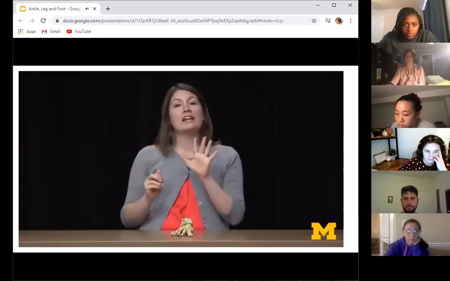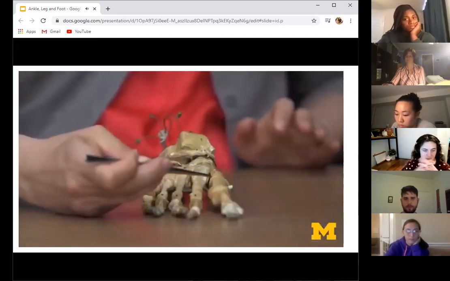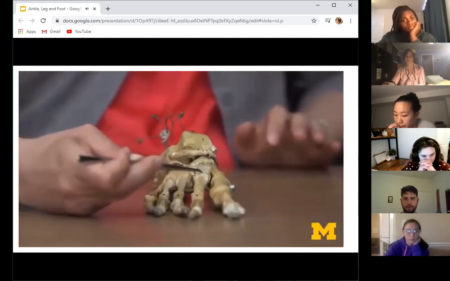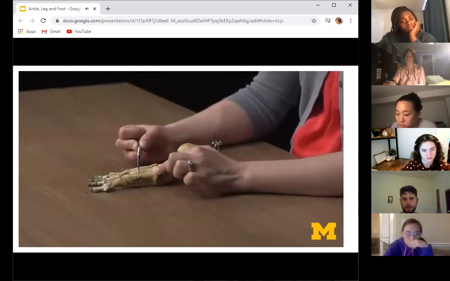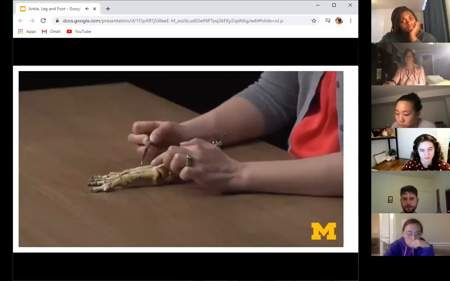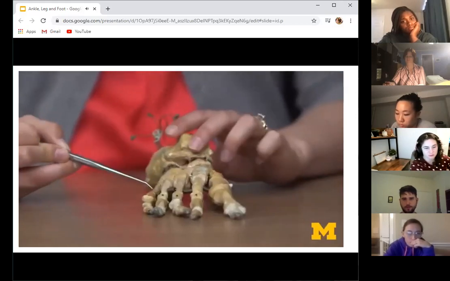Okay, like we had in the hand, you had metacarpals in the palm region. We're going to have metatarsals in the foot region. And you can see that the first metatarsal is going to be the most robust, or the thickest. Second, third, fourth, and fifth metatarsal.